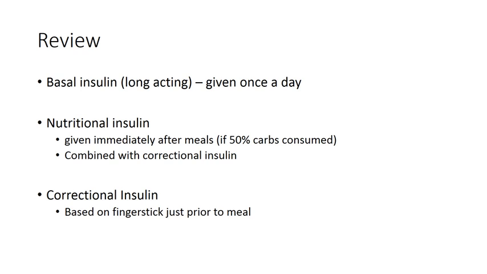So basal insulin, like I mentioned, given once a day. Nutritional insulin, you only give nutritional insulin if they've eaten 50% of their carbs. So you have to visualize the tray beforehand and the tray after. It's combined with correctional insulin and it's given immediately after the meal. Okay? This requires that the person who's taking care of this patient does 2 things. One, they need a blood glucose just before the meal or within an hour before the meal, and they visualize the tray. Correctional insulin is based on the finger stick just prior to the meal.